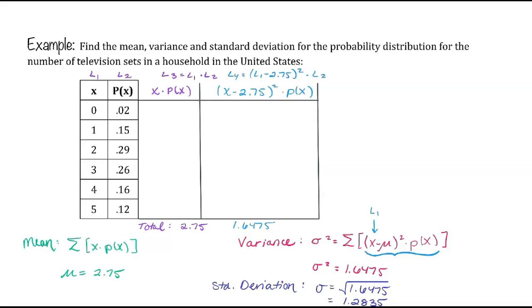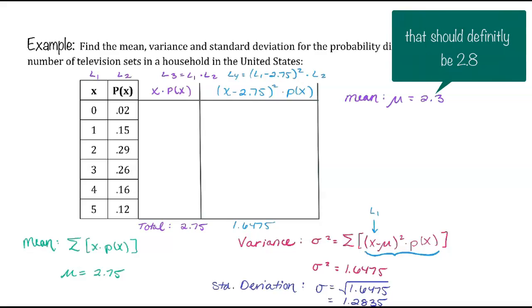Our x values were given to us with no decimal places, so when we calculate the mean, variance, and standard deviation, we need to round to exactly 1 decimal place. So in summary, we have a mean, mu, equal to 2.3, variance, sigma squared, equal to 1.6, and standard deviation, sigma, equal to 1.3.